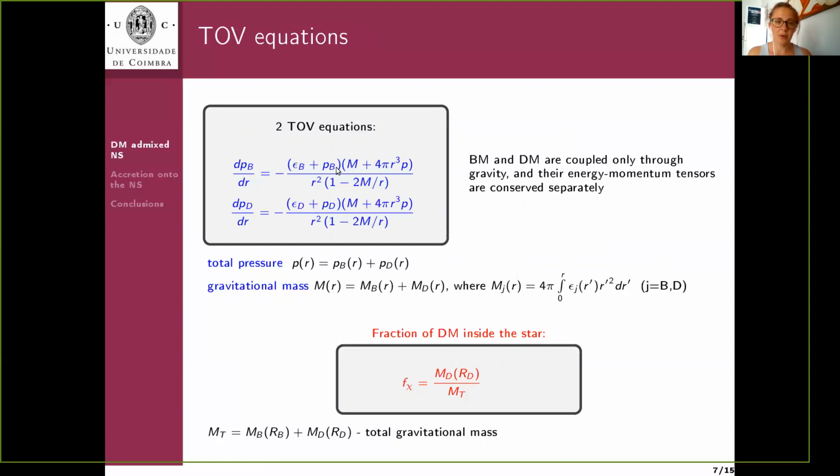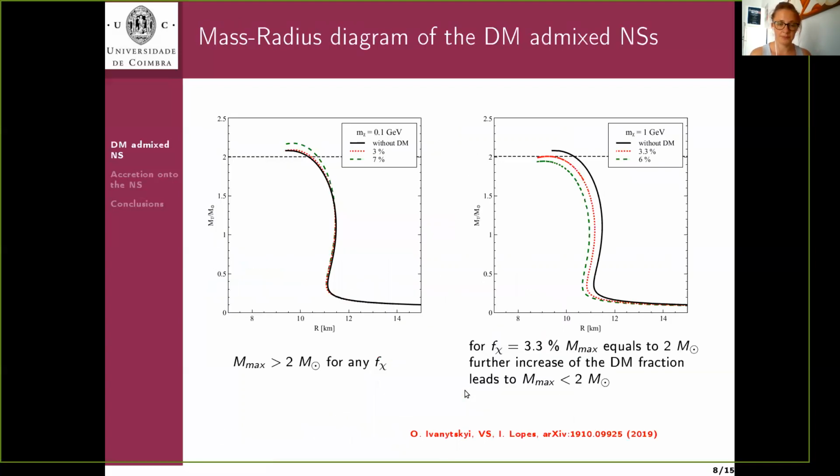As you can see here in the first brackets, we have the energy density and the pressure of purely baryon matter, and in the second, the energy density and the pressure of dark matter. And in the second bracket, we have the total mass, which is the sum of the baryon component and the dark matter component. The pressure also corresponds to the total pressure, which is the sum of the two partial pressures of the two components. The fraction of dark matter inside the star is described as the mass of the dark matter component divided by the total mass of the star.